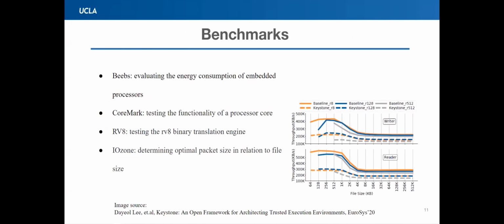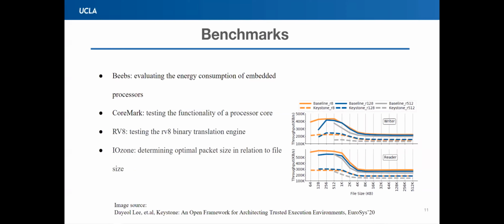The evaluation used four benchmarks. The first one is BIPS, and it is used for energy consumption. The second one is CoreMark. It can test the functionality of the processor core. The third and the fourth are RV8 and IOZone, which are used for the binary translation engine and the optimal packet size. In the first three benchmarks, the overhead is less than 0.7%.